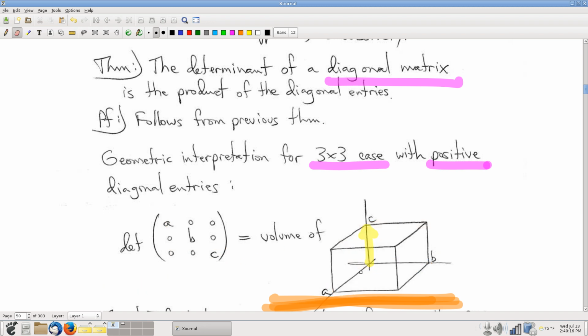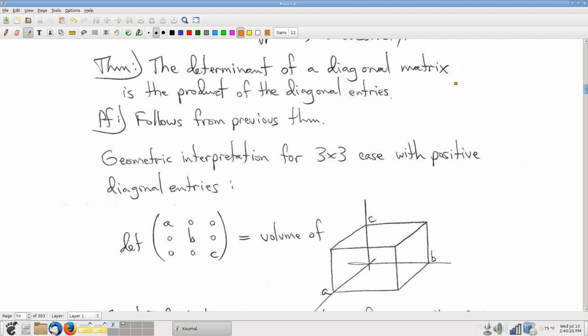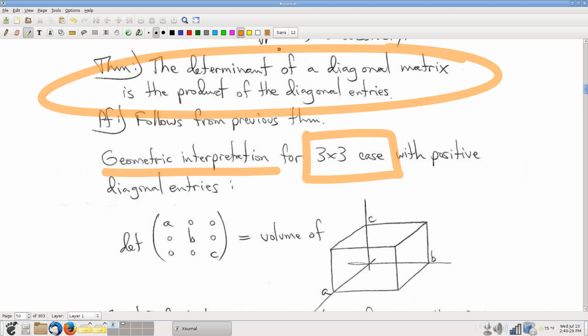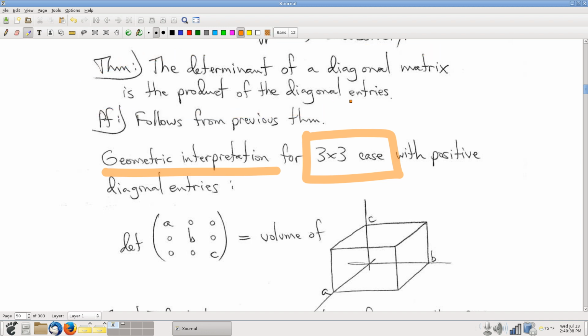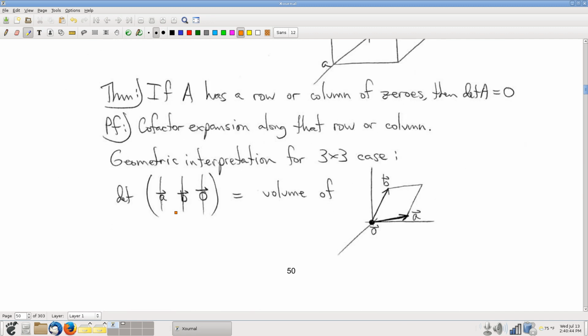Now this is just a geometric interpretation. This doesn't count as a proof. For one thing, this geometric interpretation only applies to the 3x3 case. Our theorem is for any size square matrix, no matter how big. So this is absolutely not a proof of the result, but it's a nice way to visualize the result.